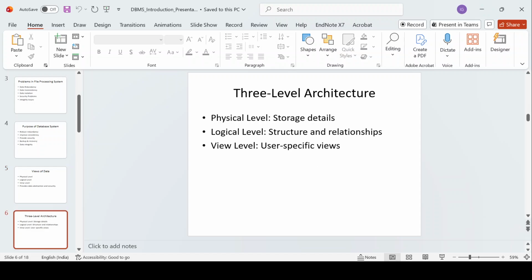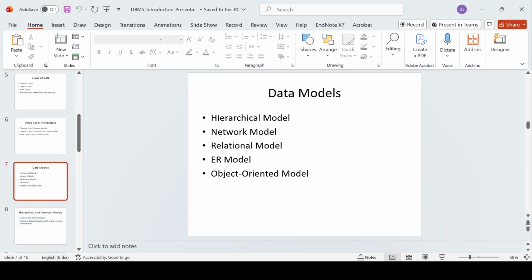So next we see the three-level architecture. It consists of physical, logical and view levels. It helps in organizing data and provides abstraction to users. So next we see the data models. A data model defines how data is organized in a database. Common models include hierarchical, network, relational, ER and object-oriented models.